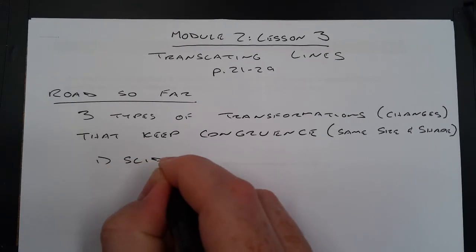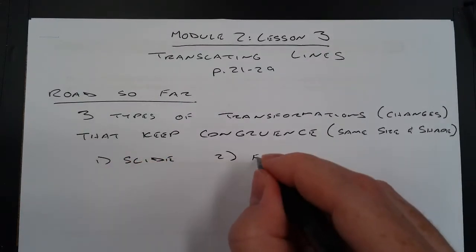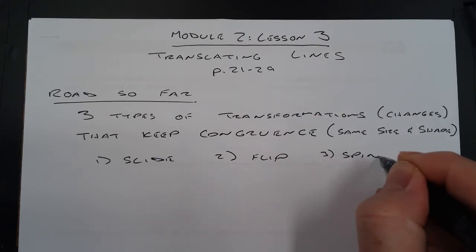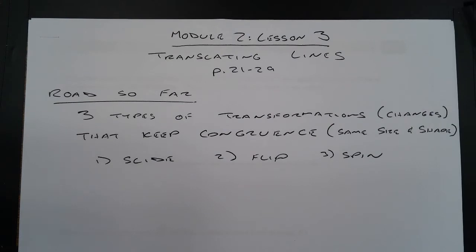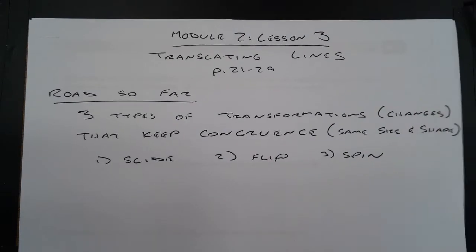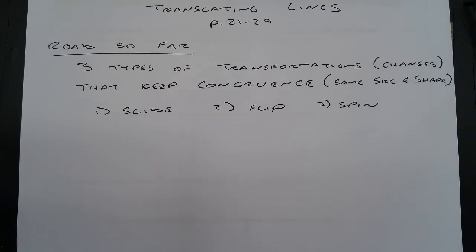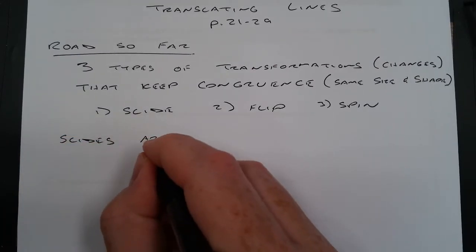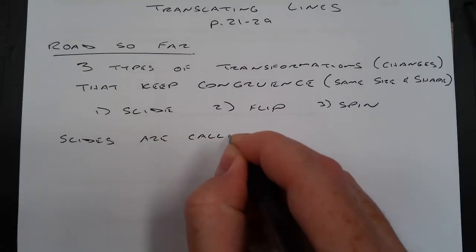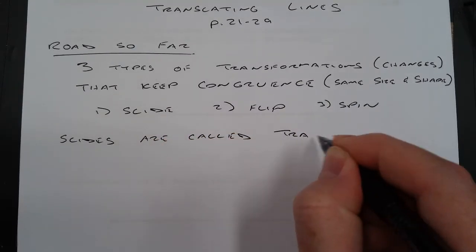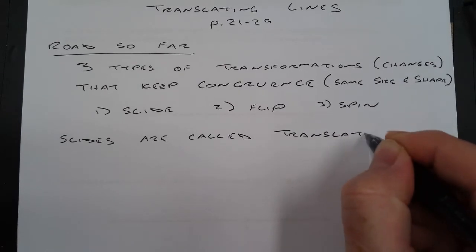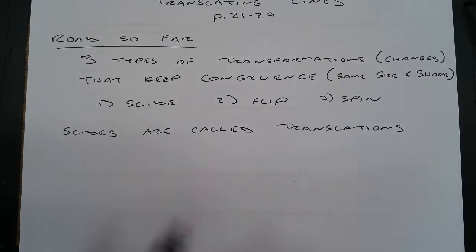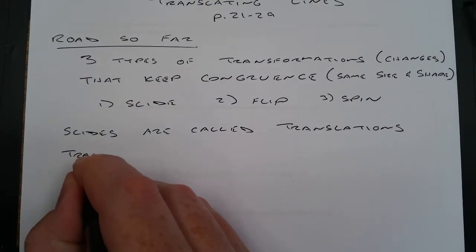These are the slide, the flip, and the spin. 3 changes where size and shape stay the same. That's what we learned in Lesson 1. Yesterday in Lesson 2, we learned that slides are actually called, the technical term is, translations. Translations are the same as sliding a shape. And we also learned that translations have to follow rules.